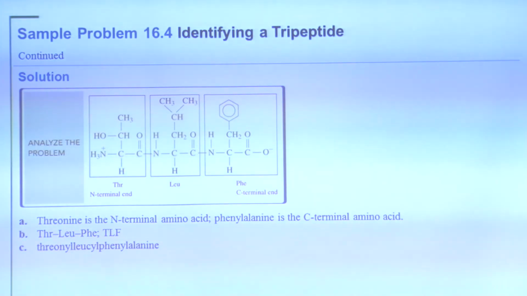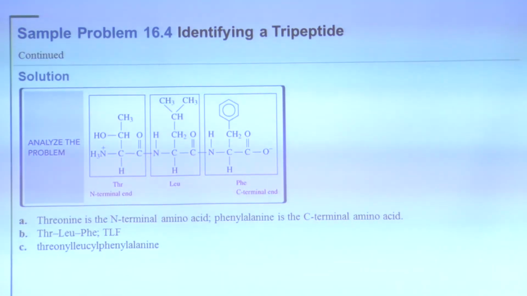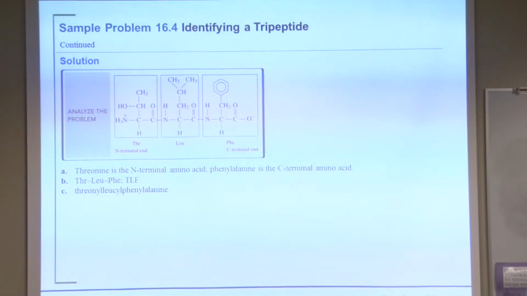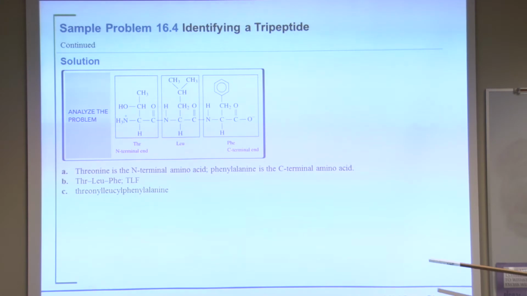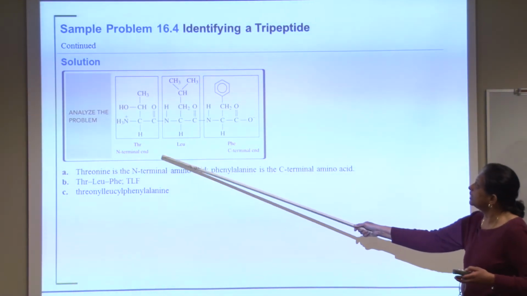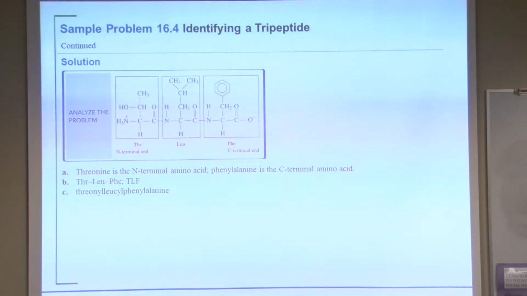So THR, LEU, PHE, or TLF. The name will be threonyl leucyl phenylalanine. So we retain the C-terminal name, and the other two replace the ine ending with yl. Threonine becomes threonyl.